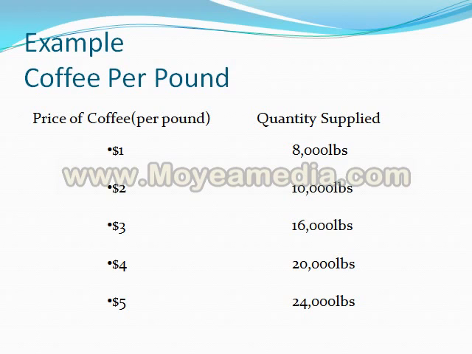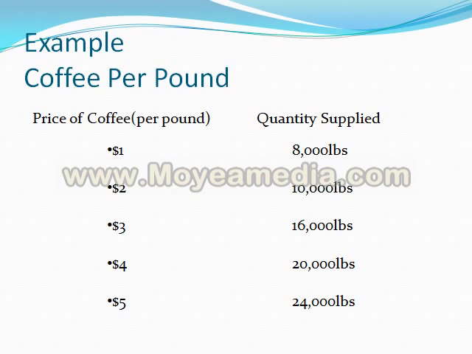Coffee shoots up to $5. Coffee producers are saying, $5 a pound, wow, I'm going to bring 24,000 pounds. I'm going to supply 24,000 pounds of coffee beans this next year. It's up to $5. We're going to knock it out of the ballpark.